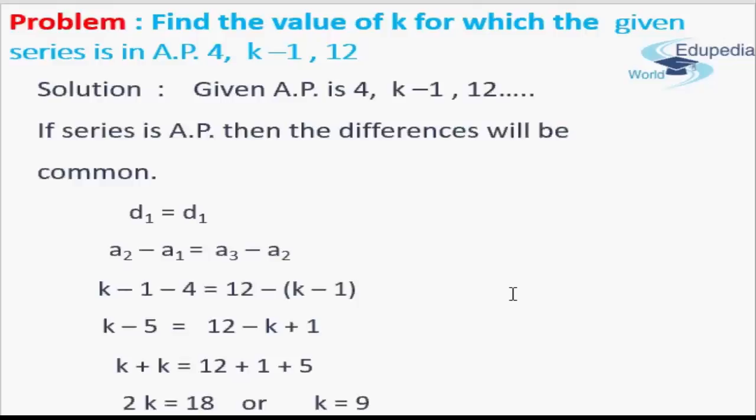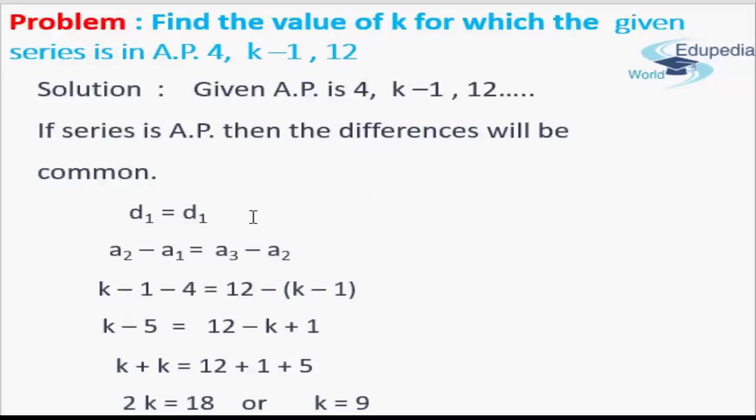Find the value of k for which the given series is in arithmetic progression: 4 comma k minus 1 comma 12. So this is the series that we have. They already told us in the question that the given series is in arithmetic progression. How do we find out if something is in arithmetic progression? We subtract the first term from the second, the second from the third. That's exactly what we're going to do over here.